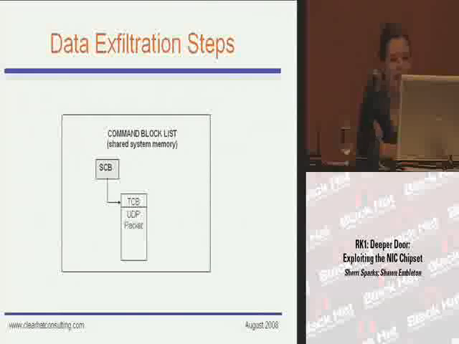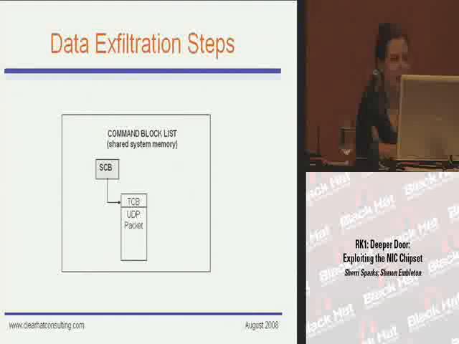So here's just kind of this real simple little structure we have for sending out our packet. We have the status control block, and in the status control block is a general pointer, which contains a physical address pointer to our transmit command block that we've initialized, and then directly following that is our UDP packet.